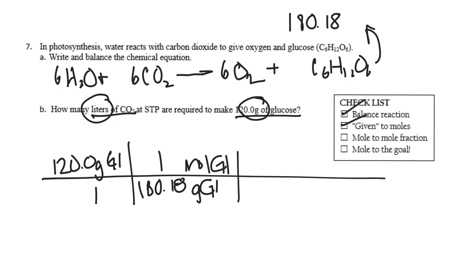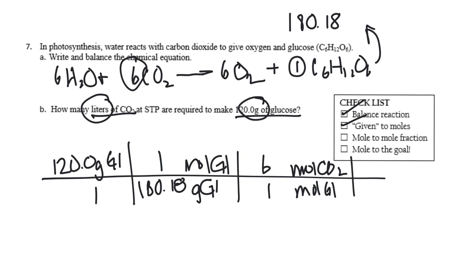Now I want to go mole to mole fraction. Well, that means I need to use my coefficients. So moles of glucose comes down. I want to get to liters of CO2. So I first need to get to moles of CO2. And that is going to be a 1 because it's a 1 next to glucose, and it's going to be a 6 because it's a 6 next to CO2.